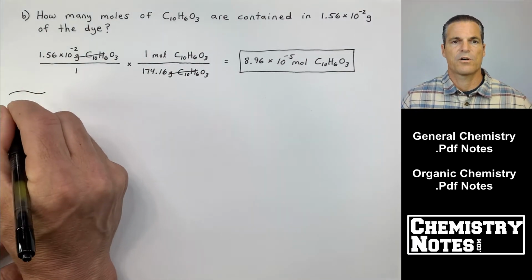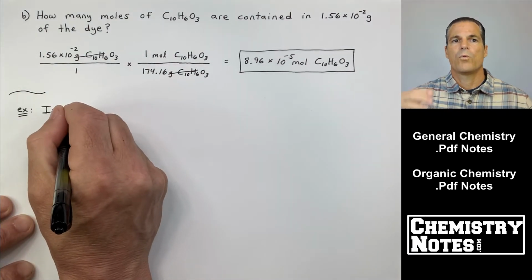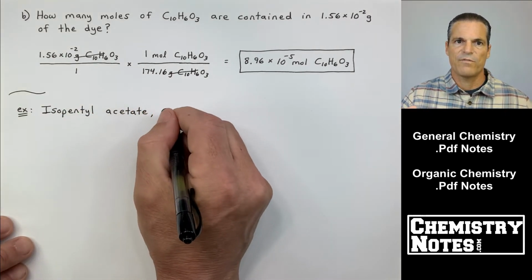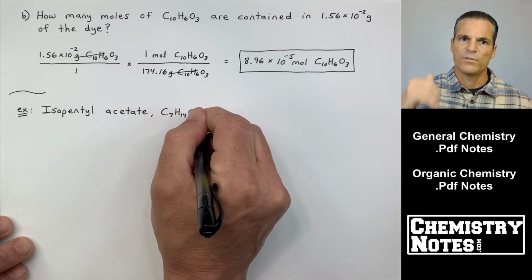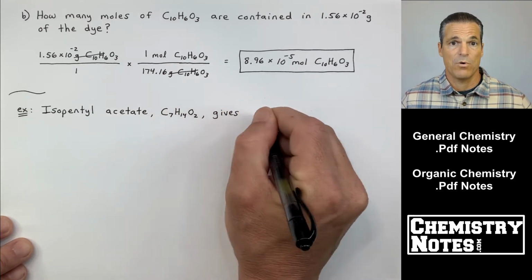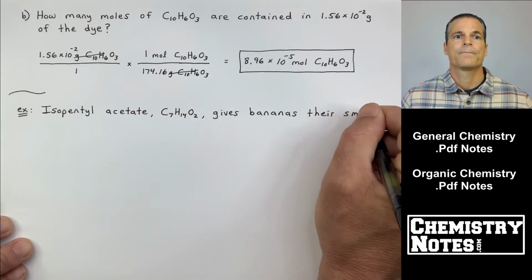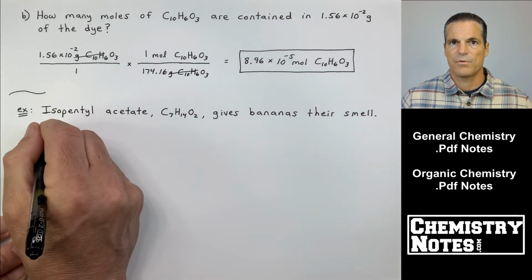Okay? So I should correct myself there. But we started with grams. We've got to get out of grams. That's why the 174 is on the bottom, and then the 1 mole is on top. I essentially divided by the molar mass to get 8.96 times 10 to the minus 5th moles. Started with 3 sig figs, ended up with 3 sig figs.